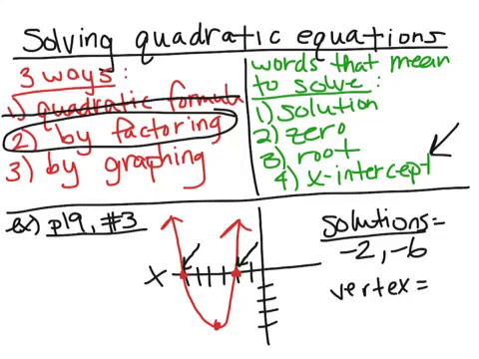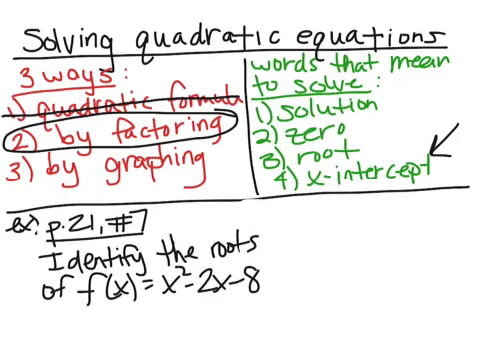Now this question, number 3, also asks for the vertex. Here the vertex is the lowest point, and when it's a low point we call that the minimum value. And my vertex here is the ordered pair, negative 4, negative 4.